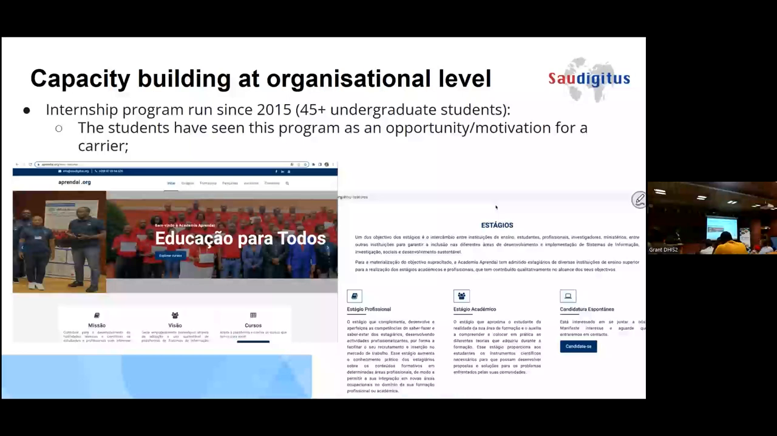And during that process, we have this co-development, co-learning, where they understand a bit of the DHIS2, they understand how we are working, the philosophy.